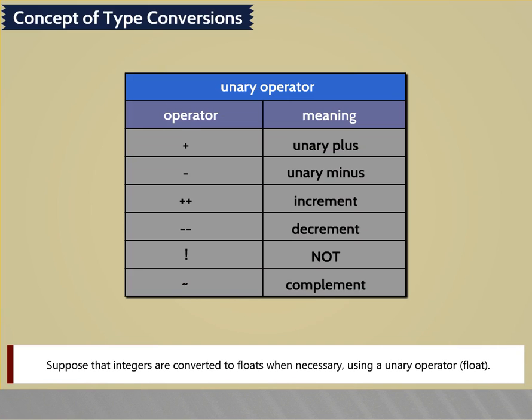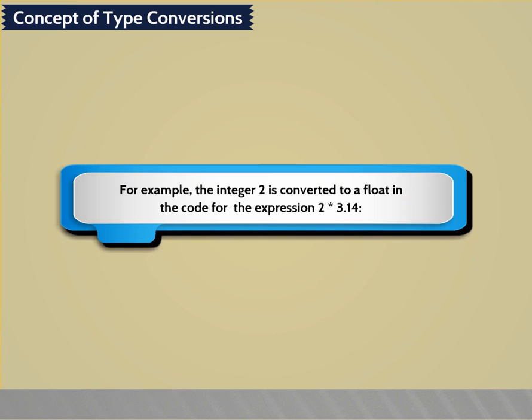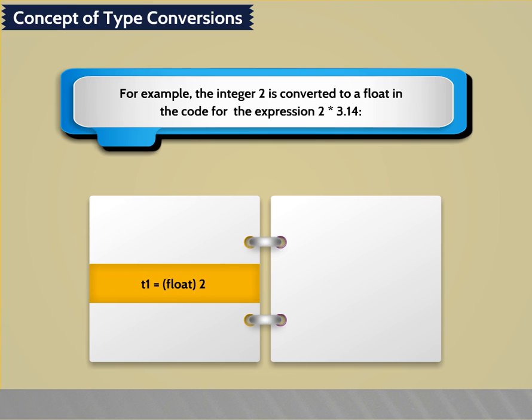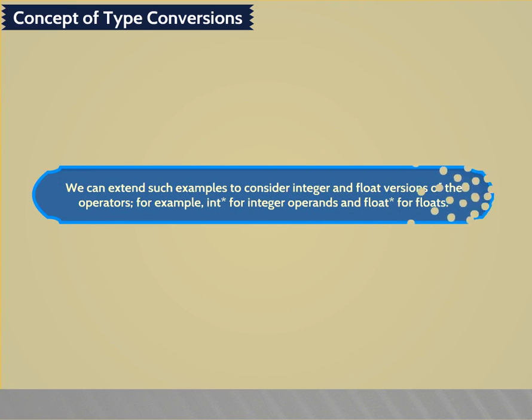Suppose that integers are converted to floats when necessary using a unary operator that is float. For example, the integer 2 is converted to a float in the code for the expression 2 * 3.14. t1 = float 2, t2 = t1 * 3.14. We can extend such examples to consider integer and float versions of the operators. For example, int * for integer operands and float * for floats.